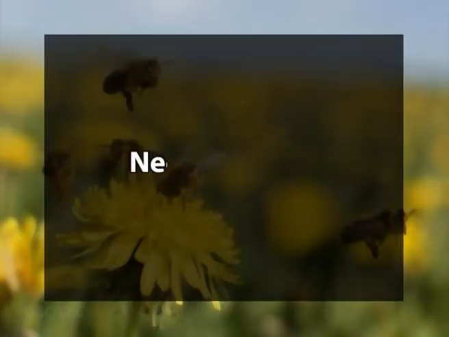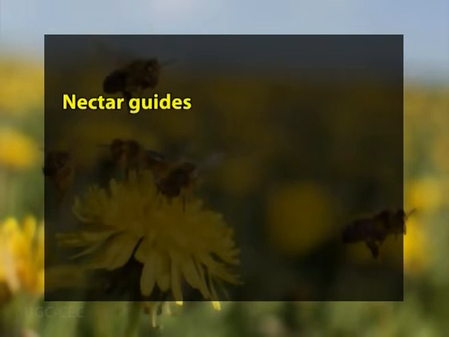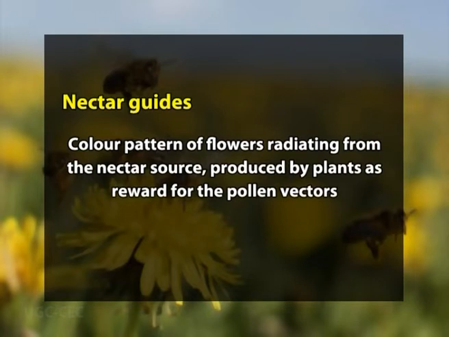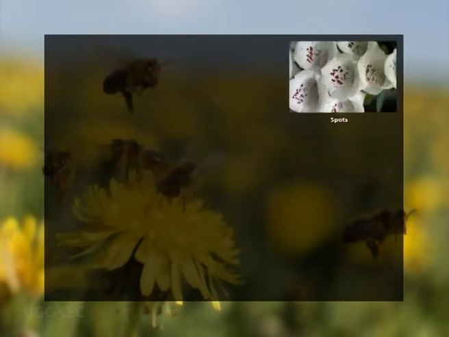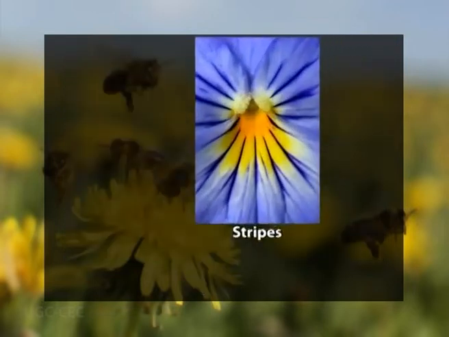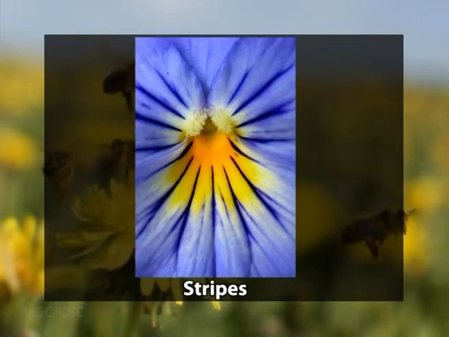Another important feature in the angiosperm basically are nectar guides. The nectar guides are color patterns of flowers which radiate from the nectar source which the plant produces as reward for the pollen vectors or pollinators. The nectar guides may be in the form of spots or stripes which guide the pollinator to a particular spot in the flower, which may be the location of the nectar or other reward.